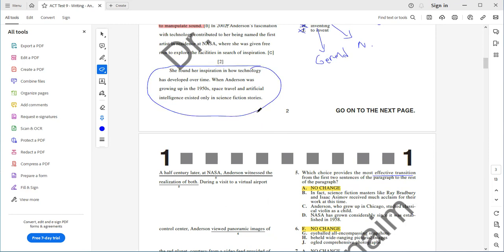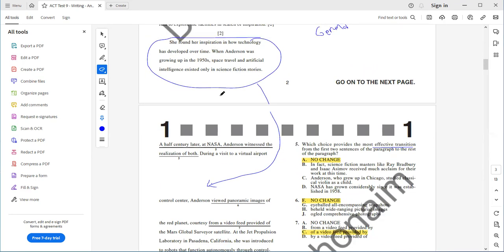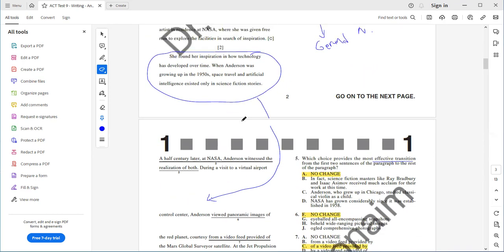Okay, to the next part. Clear? So let's read the first two sentences to know what they are going to talk about, to know the main idea, and then we're going to find if this is connected to it or not. May you read, please?